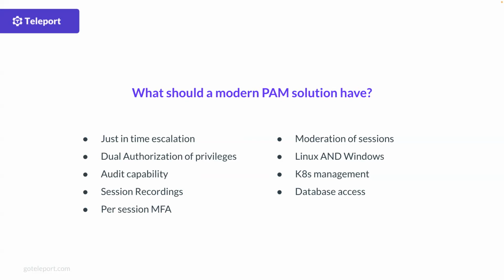And then if we look at the other side, what should a modern PAM solution have? So here's quite a bit of bullets. I won't go through them all, but I'll hit on some of the high level, most important ones. Like just-in-time escalation. If we think of that zero trust model, we give people the least amount of privileges that they need, and then they can request those higher level privileges through escalation methods. And then also, piggybacking on that one, is dual authorization of privileges. So having more than one person having to approve someone getting, say, access to high level production systems or database backends.